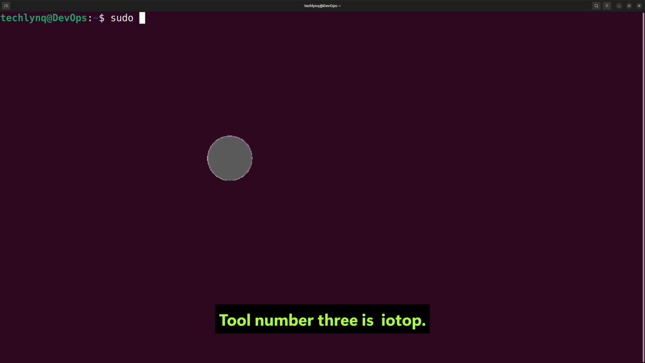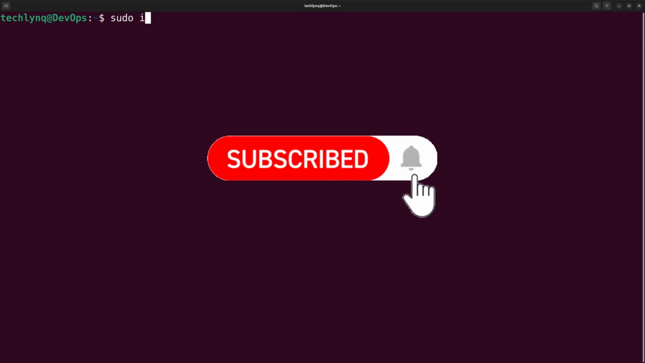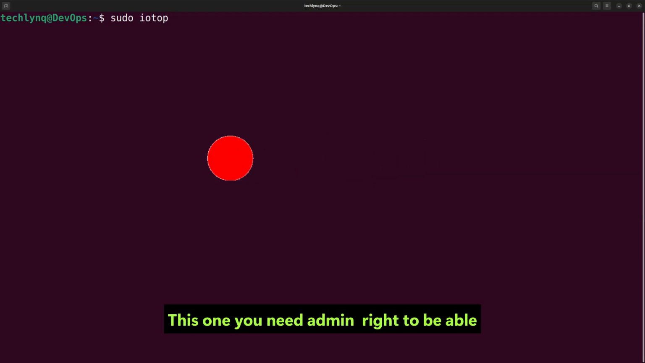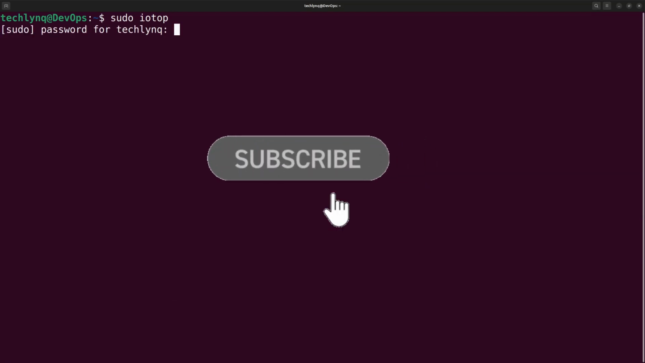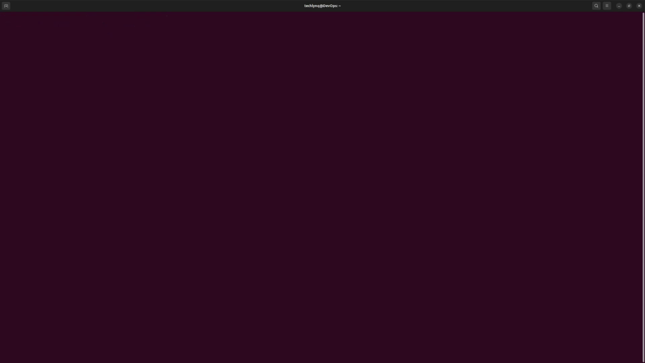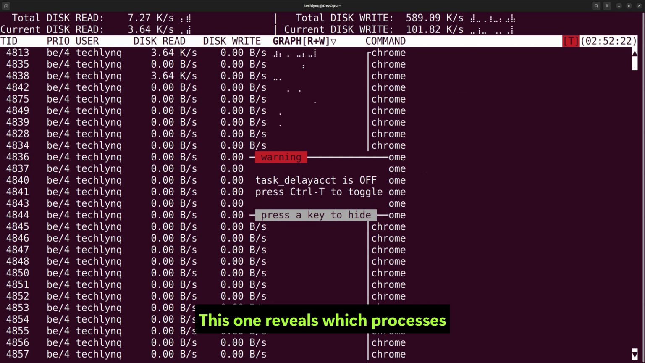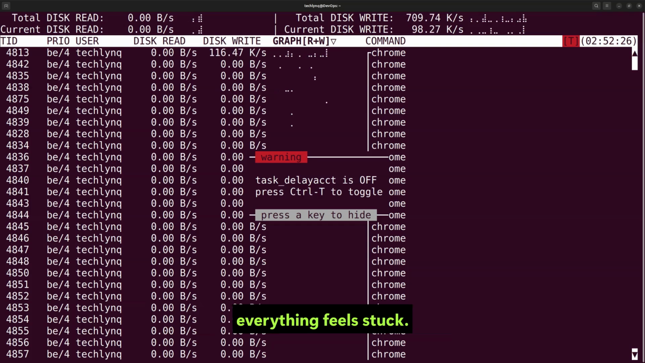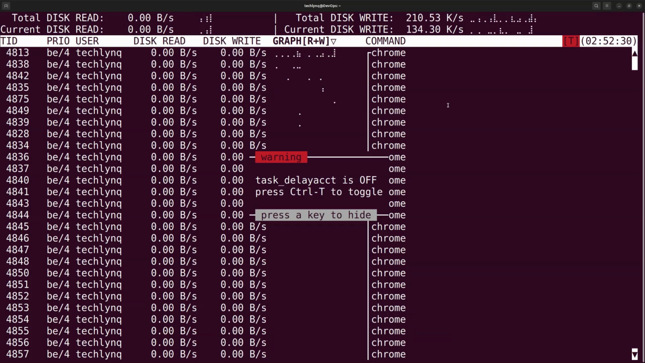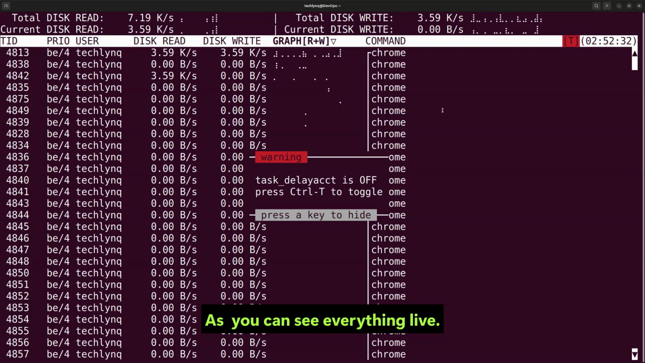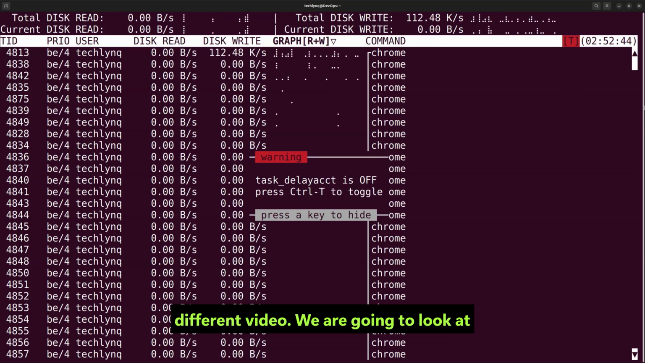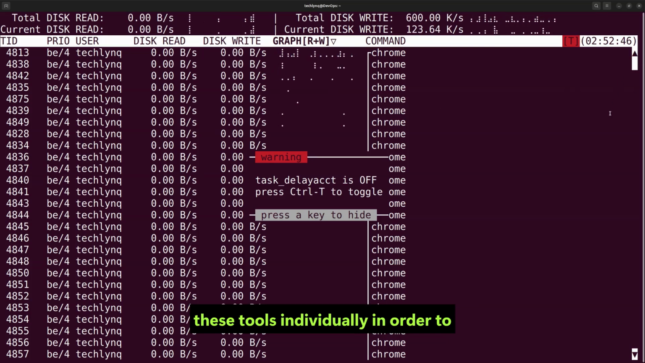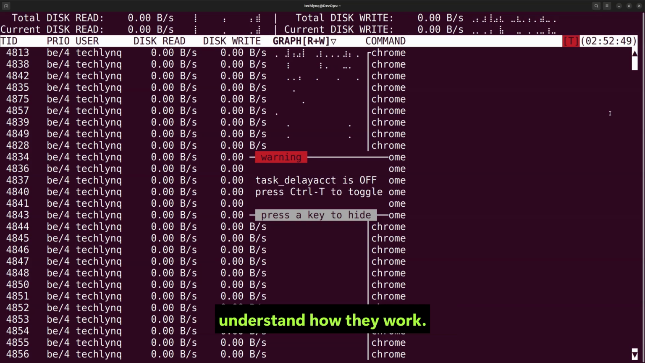Tool number 3 is iotop. This one you need admin rights to be able to run. This one reveals which process is destroying your disk speed when everything feels stuck. As you can see, everything is live. In a different video, we are going to look at these tools individually in order to understand how they work.